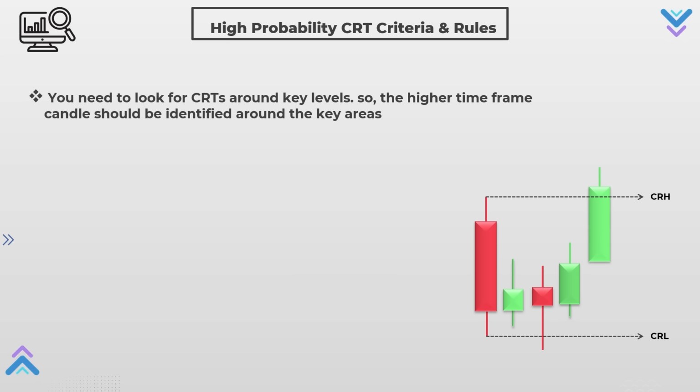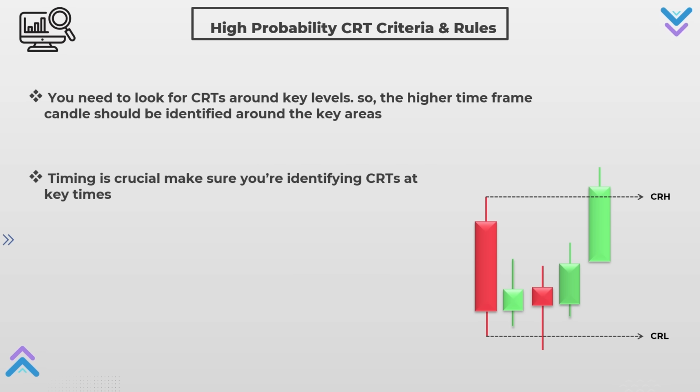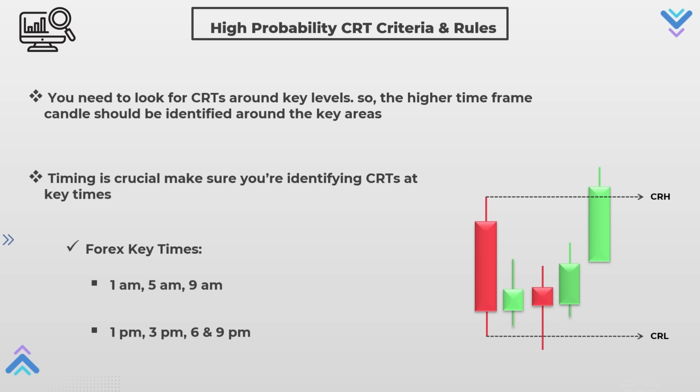First, you need to look for CRTs around key levels, so the higher time frame candle should be identified around the key areas. Second, timing is crucial. Make sure you're identifying CRTs at key times. For high-probability CRTs, here are the key times to consider in the Forex market: 1 a.m., 5 a.m., 9 a.m., 1 p.m., 3 p.m., 6 and 9 p.m.